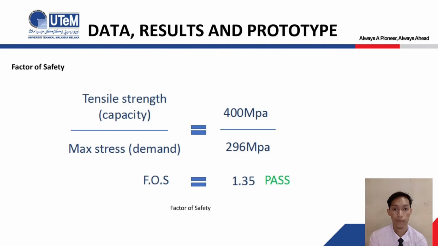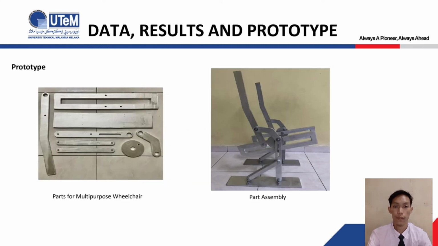Okay, next we go for factor of safety. This is the formula of factor of safety: tensile strength over max stress. Tensile strength is 400 MPa and max stress is 296 MPa, and the factor of safety that we got is 1.35, and it indicates pass. After that, we go for the prototype.